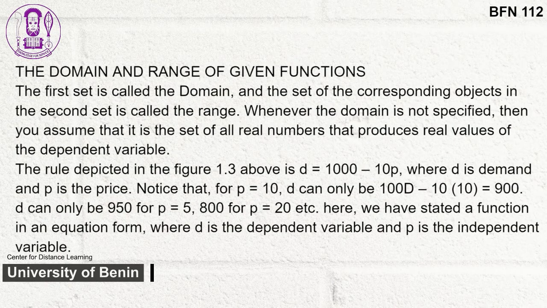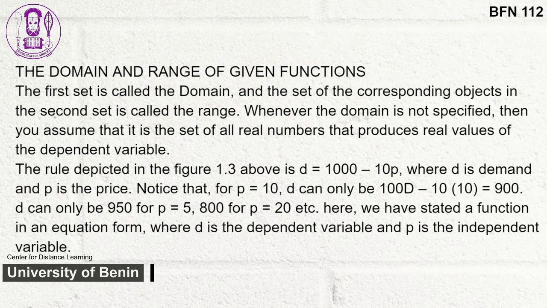The domain and range of given functions. The first set is called the domain, and the set of the corresponding objects in the second set is called the range. Whenever the domain is not specified, then you assume that it is the set of all real numbers that produces real values of the dependent variable.